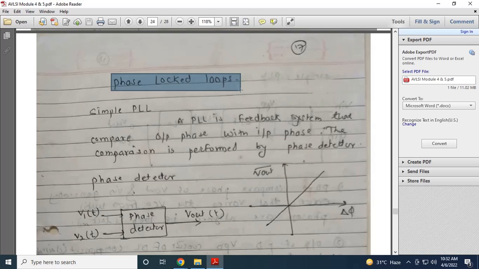Phase lock loop. So PLL is a system which will compare the phase of the output signal with the input signal, and this comparison is done by the phase detector. PLL is a feedback system that compares the output phase with the input signal phase, and this comparison is done by the phase detector.